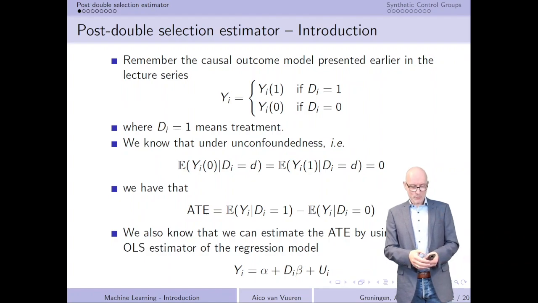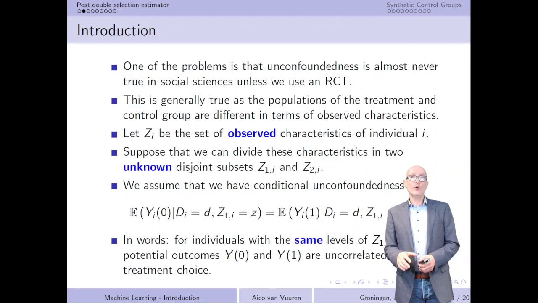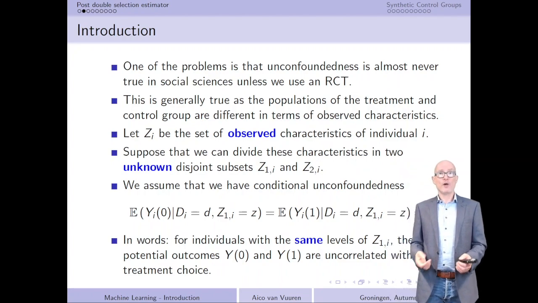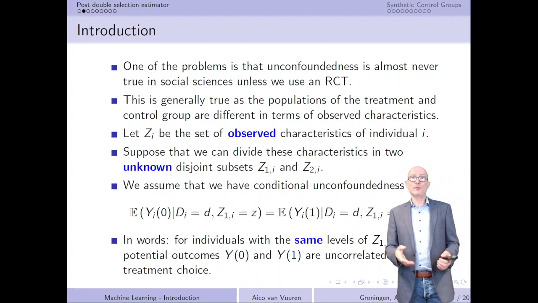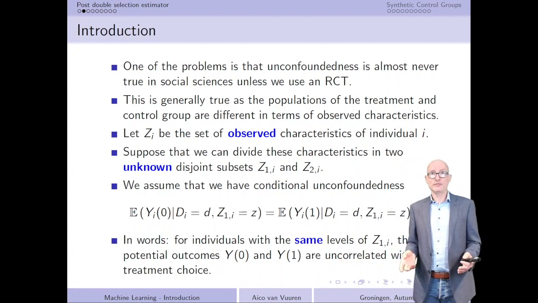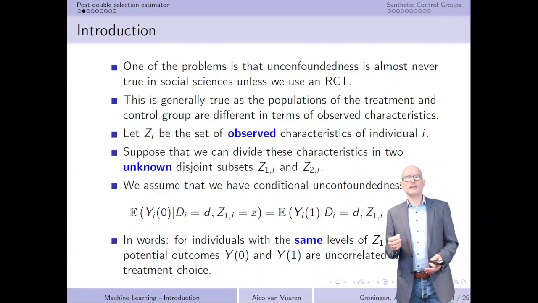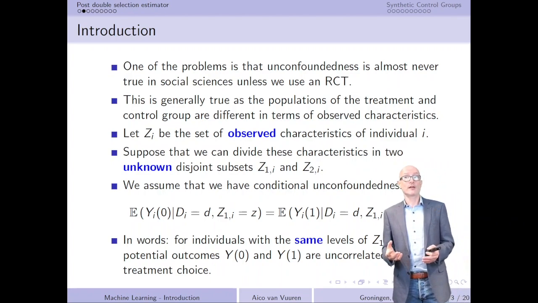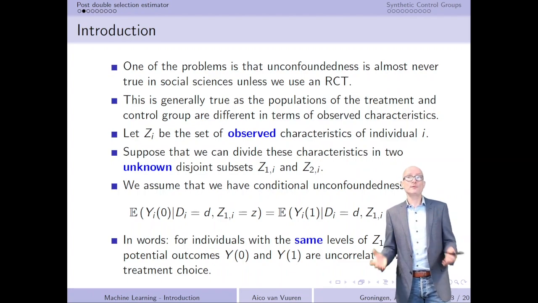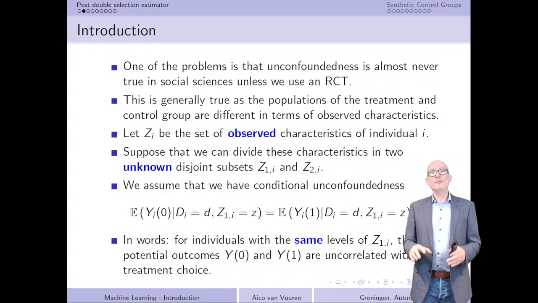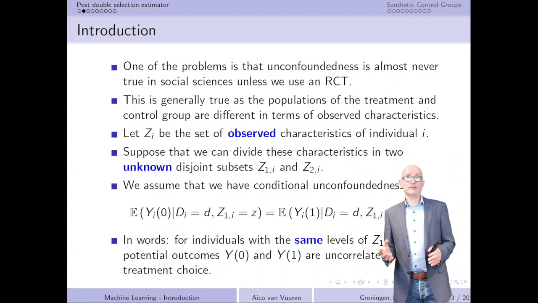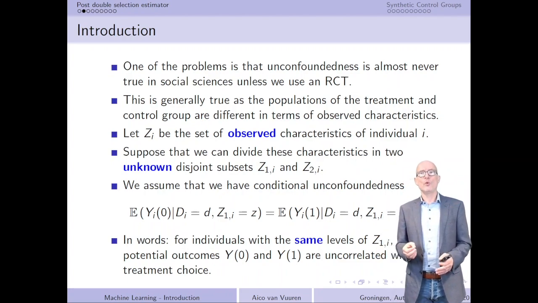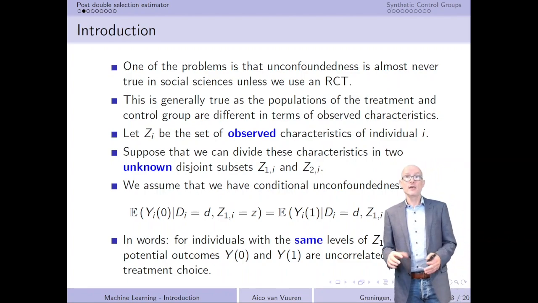That is the reason why we are not able to make the assumption of unconfoundedness: the people we compare are different in terms of observed characteristics. As an intermezzo, we should realize that these individuals could also be different in terms of unobserved characteristics. I'm not going to focus too much on that now, because once we also focus on unobserved characteristics, things become much more difficult, and I'm not going to discuss that here.